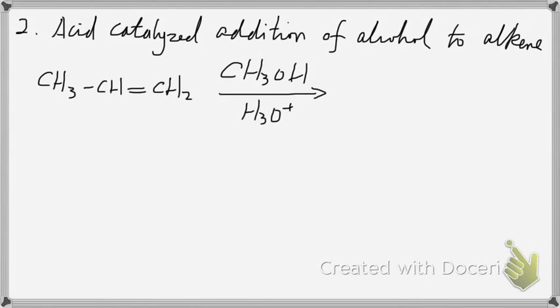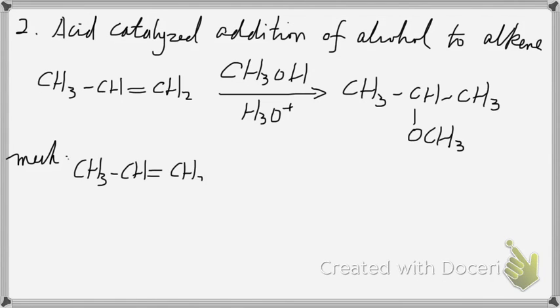The second way to make ether is called acid-catalyzed addition of alcohol to alkenes. That's the same addition reactions that you have learned in chapter 6. So here's one example. Double bond with acid, and methanol is added. So OCH3 and H will be added across the C=C double bond to make an ether.